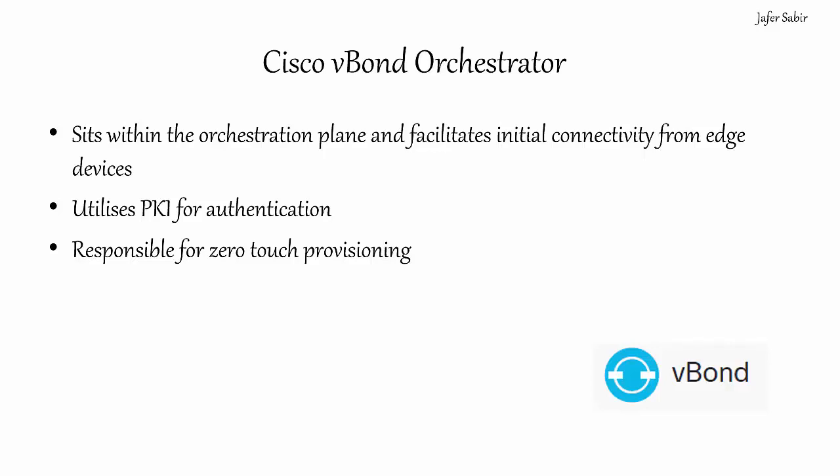And vBond, like the vSmart, is a virtual only appliance that needs to have a public IP address to be contactable and can be scaled up to 6 devices.